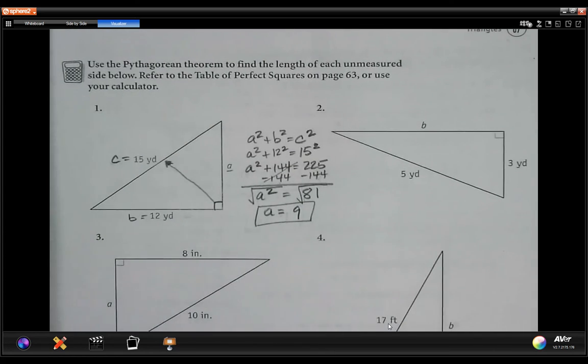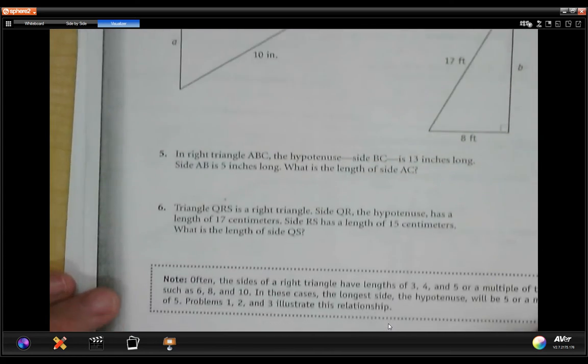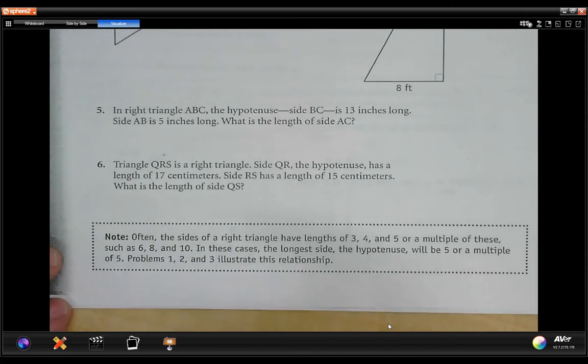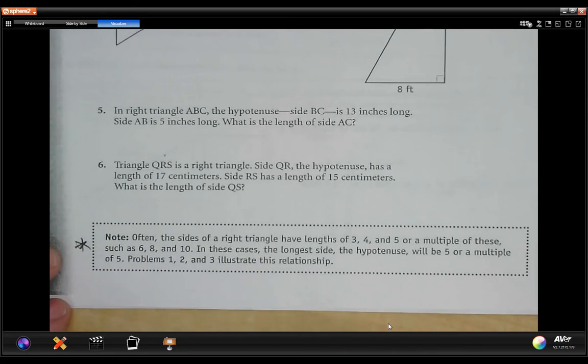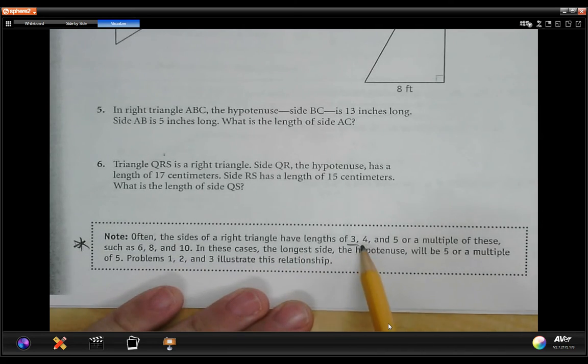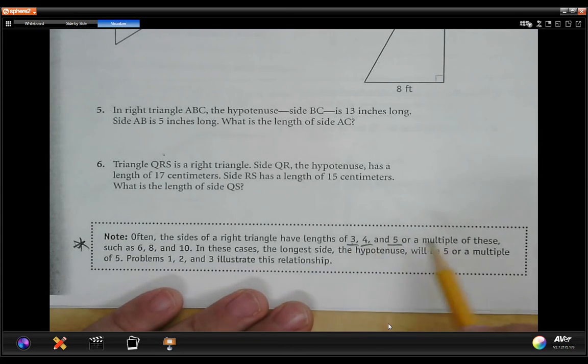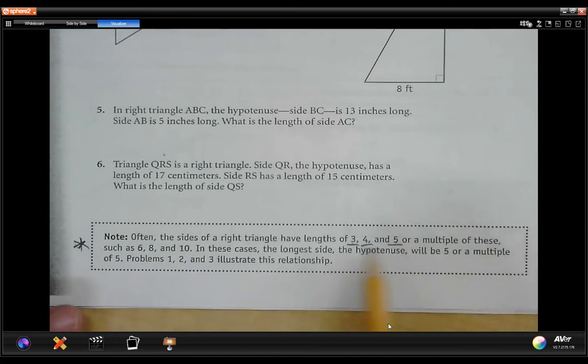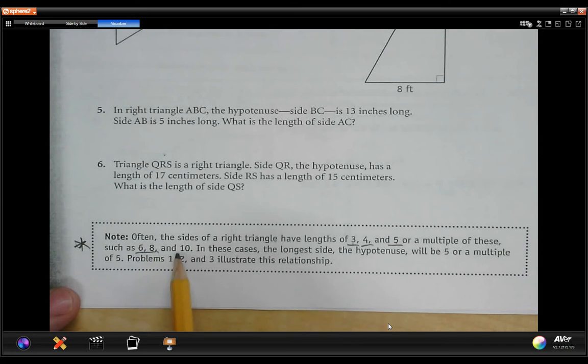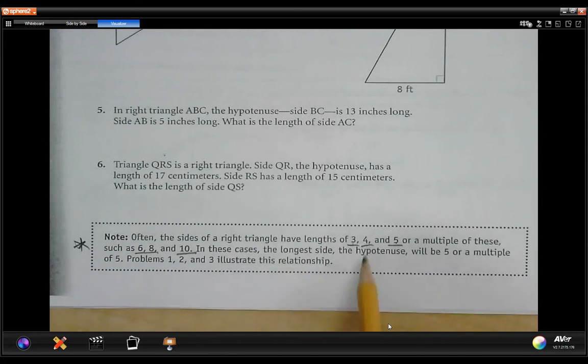I want to show you one more little note that you need to pay attention to, and it's right here. This note says that the sides of a right triangle have lengths of 3, 4, and 5. So anytime you see two legs that are 3 and 4, you know that the other side has to also be 5. And it could also be in multiples of these. So you see 6, 8, and 10. Again, that will come into play a whole lot. That is actually called a Pythagorean triple. So that is something that you really need to take note of right there.